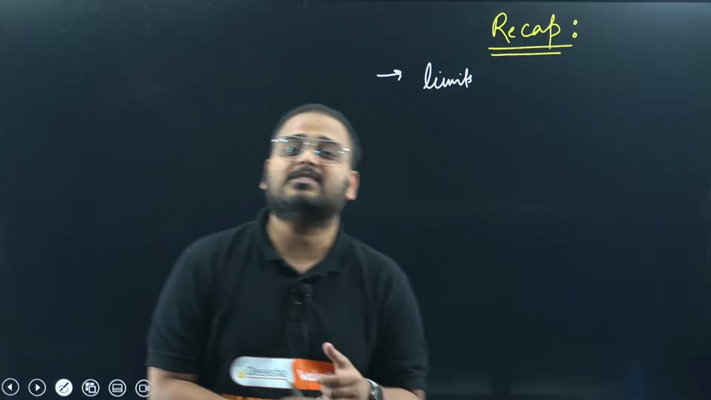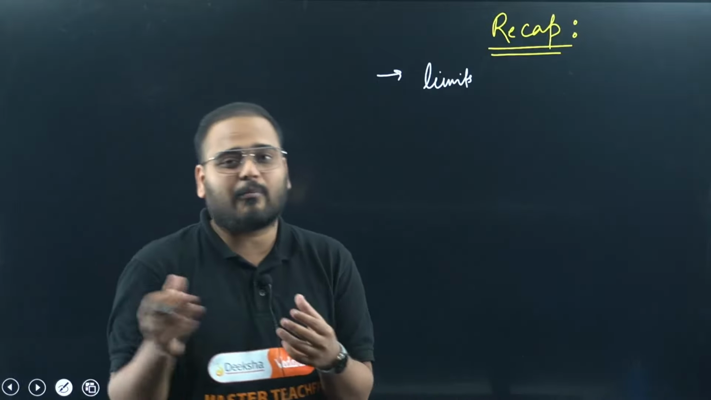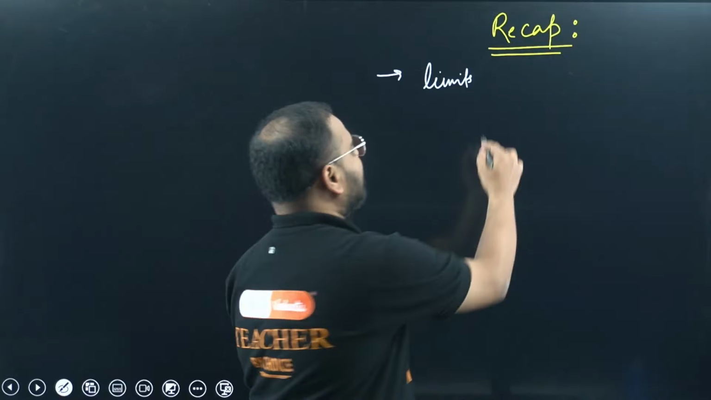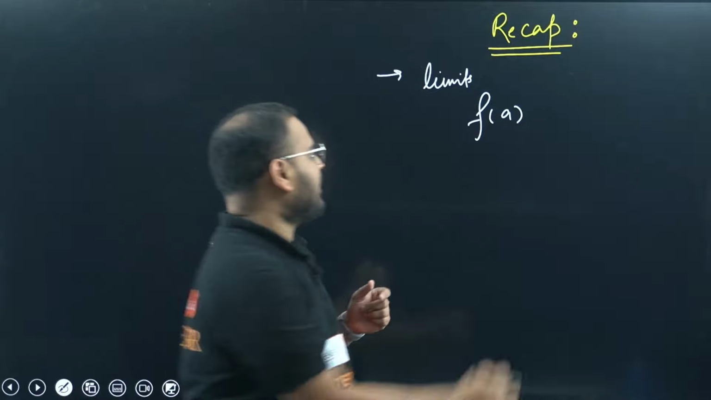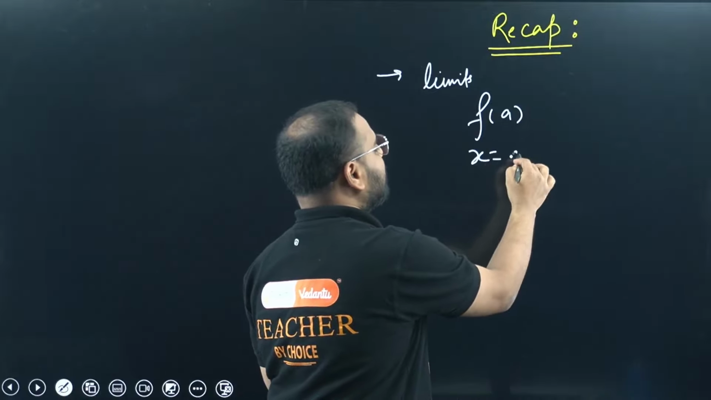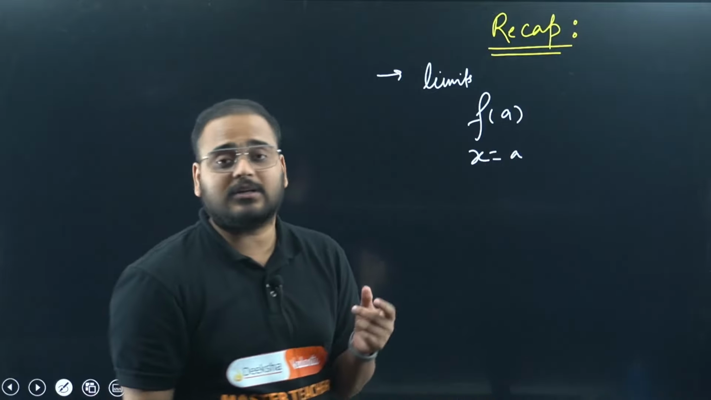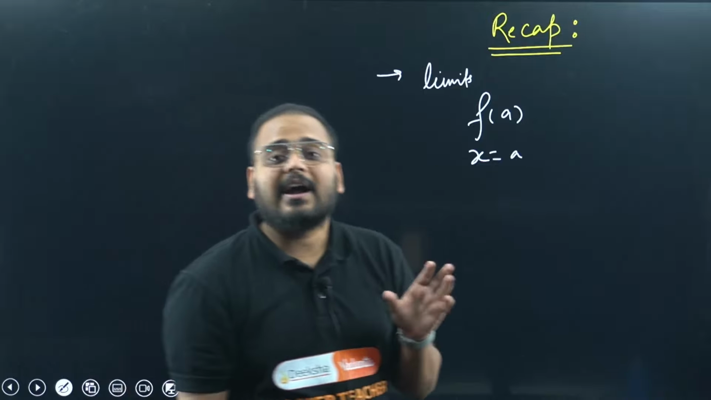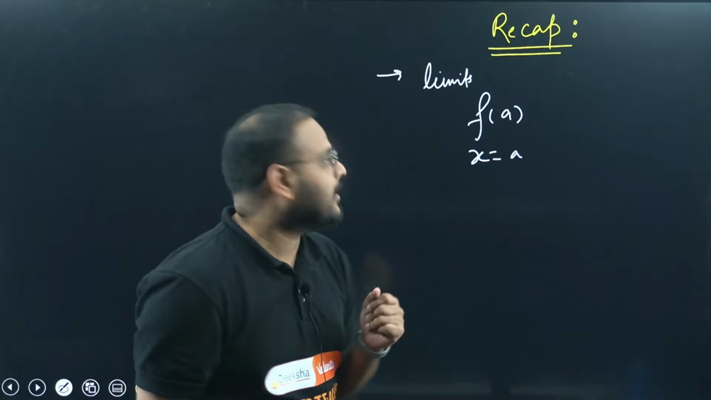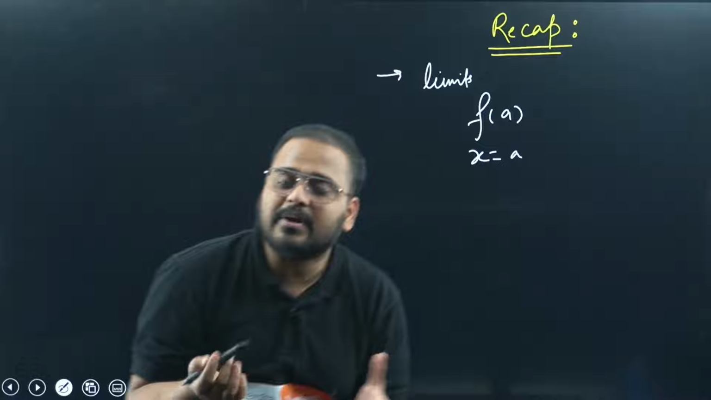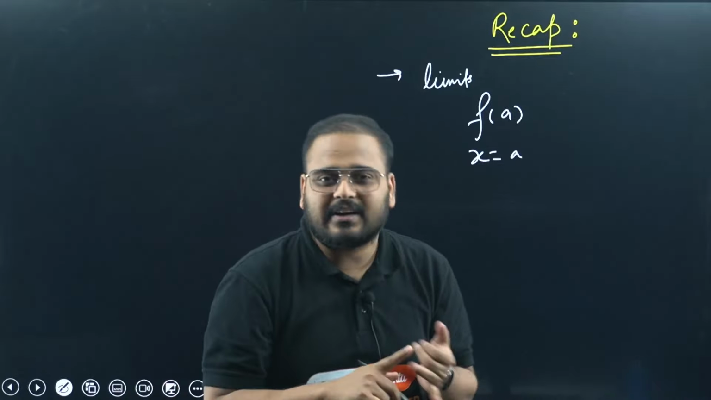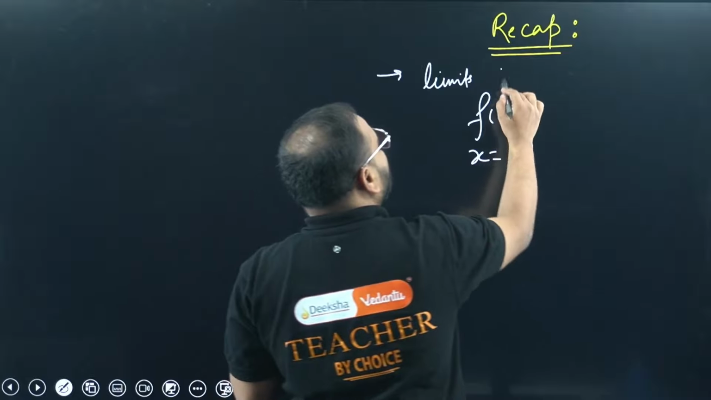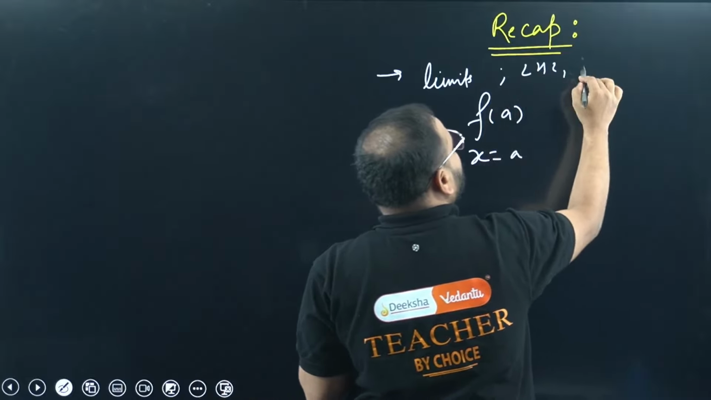We learned that whenever a function is not defined at a point, say f of a cannot be calculated directly, meaning at x equals a I might not be able to calculate the function's value, in that case I try to find the limiting value of the function. That's the need of the limit. Then we learned the approach to find it: left hand limit and right hand limit.